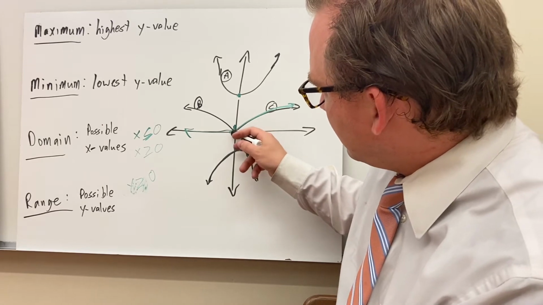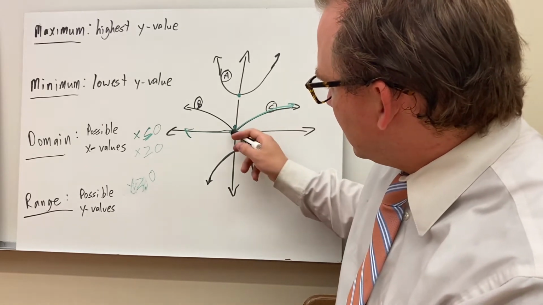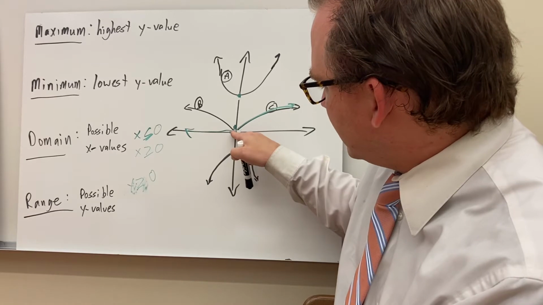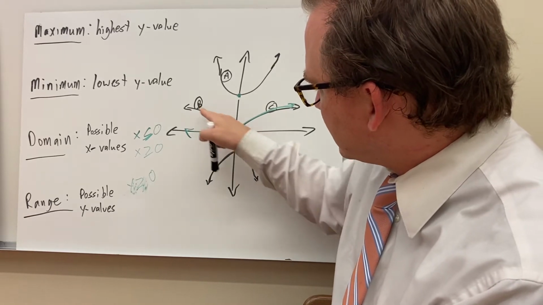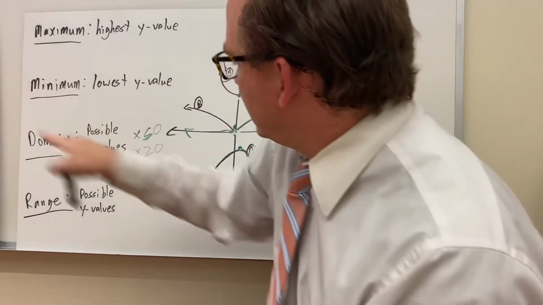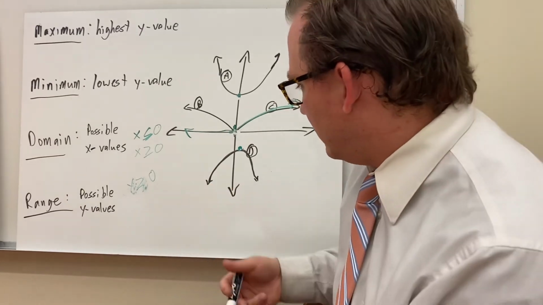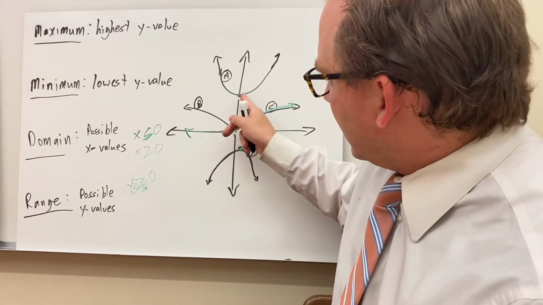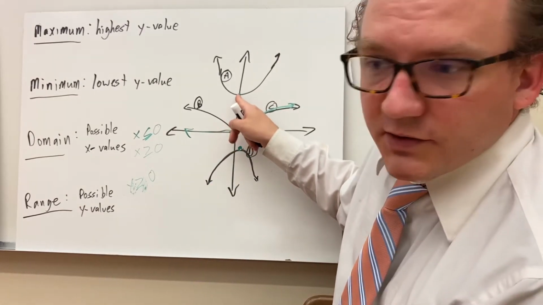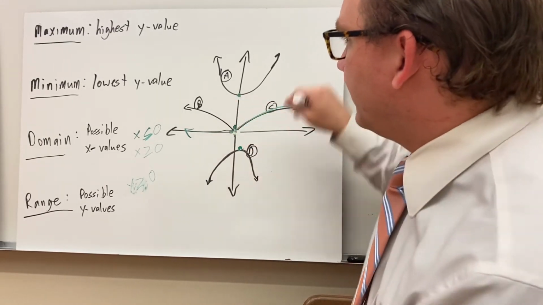Say in like B here and C, your lowest y value is going to be 0, right here, the origin. And it looks like it's slowly increasing eventually, so it would be y is greater than or equal to 0. A would be y is greater than or equal to whatever this is, your minimum value here.